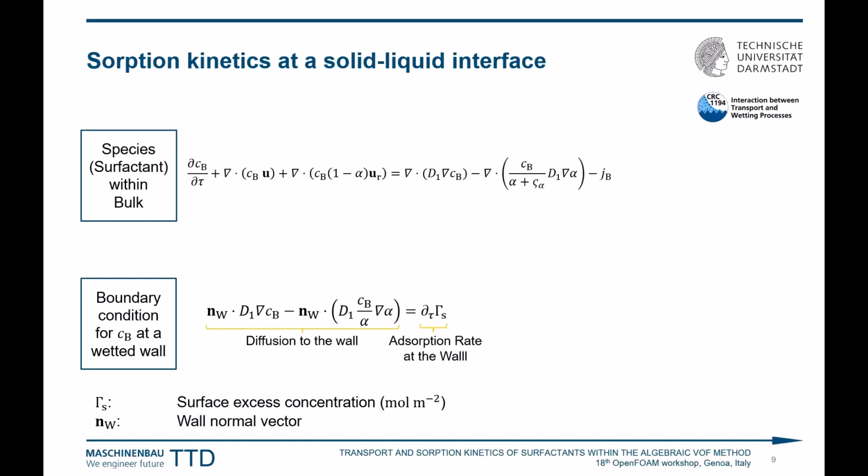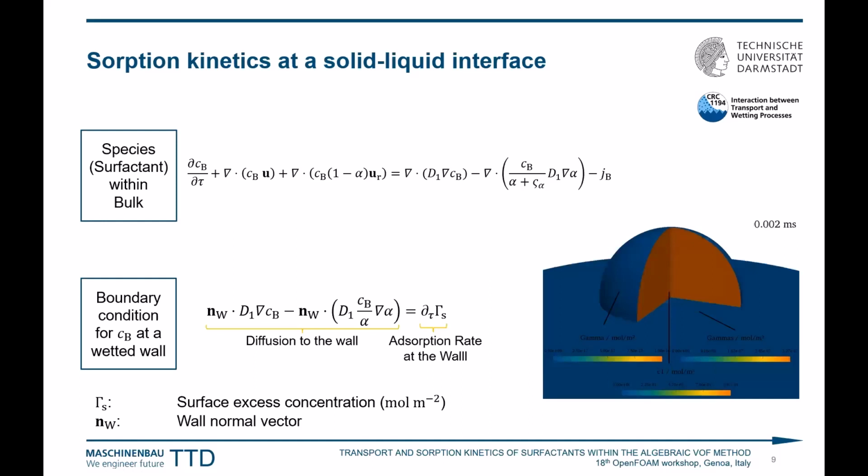So that is what is mentioned here, where the overall flux of diffusion to the wall should be equal to the rate of adsorption at that point, which is straightforward. Then once we implement that extra field gamma S, meaning the surface excess concentration at the wall or solid-liquid interface, we can see that the bulk concentration within the drop decreases and the concentration of surfactant at the wall increases with time because of implementing this custom boundary condition.